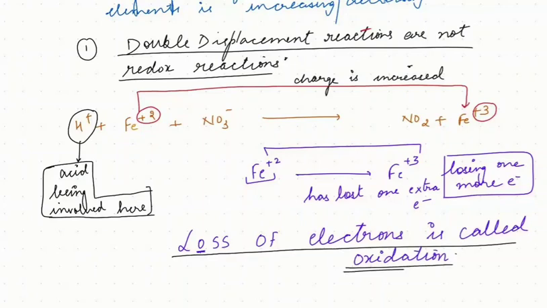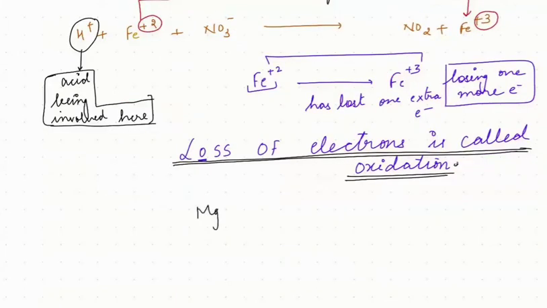You understand the point? Loss of electrons is called oxidation. So whenever an element is seen to lose electrons, we call it oxidation. Similarly, if I give you an oxidation case, Mg is neutral, right? And when it becomes Mg plus 2, that means it has lost 2 electrons. So we say Mg goes from 0 to Mg plus 2.